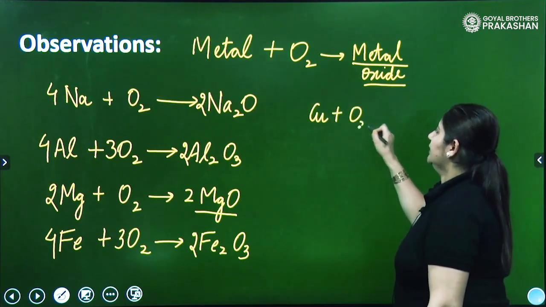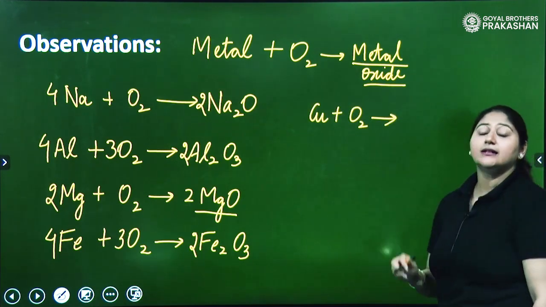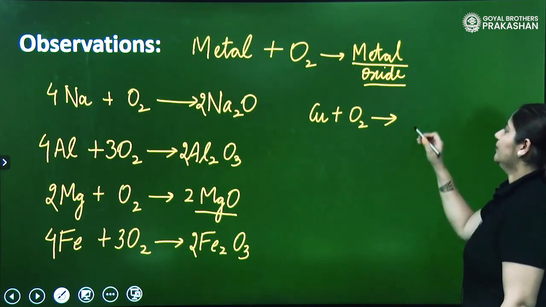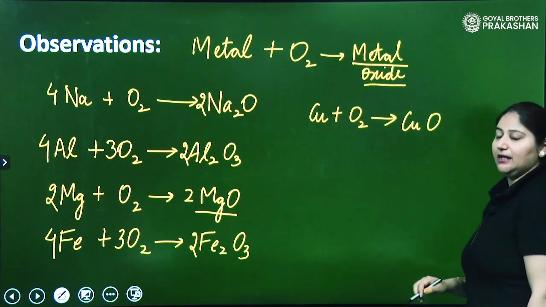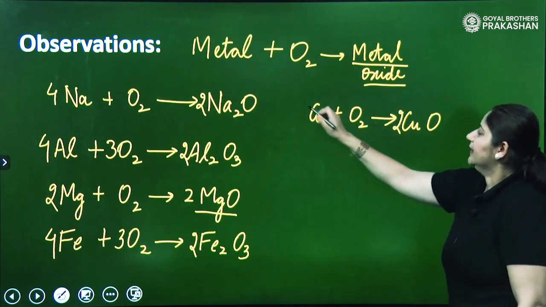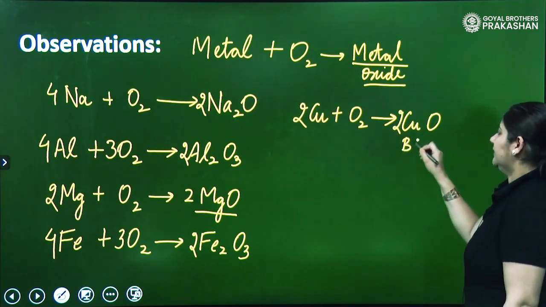Now when we talk about the next metal, we have copper. How does copper react with oxygen? When we burn the sample of copper, it also produces copper oxide, the metal oxide. Let's balance it. And this is black in color.